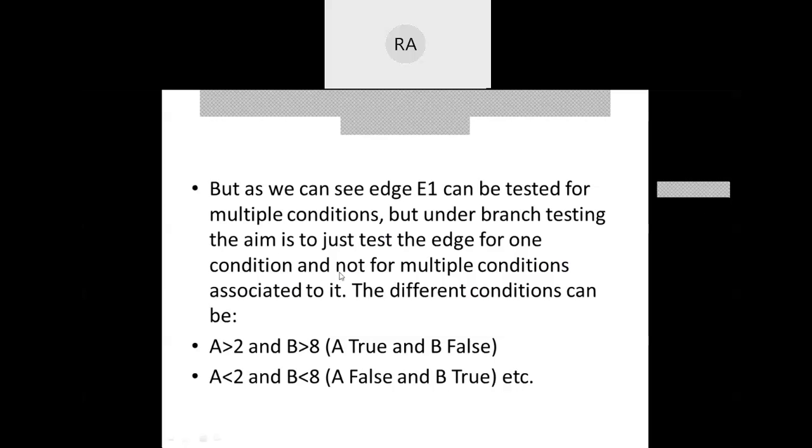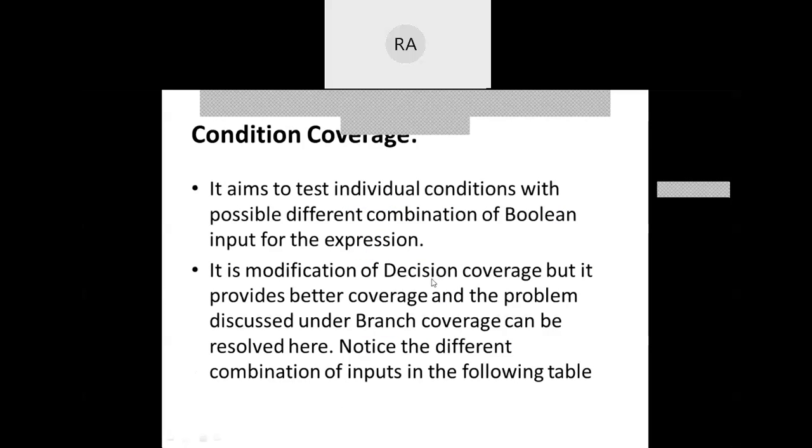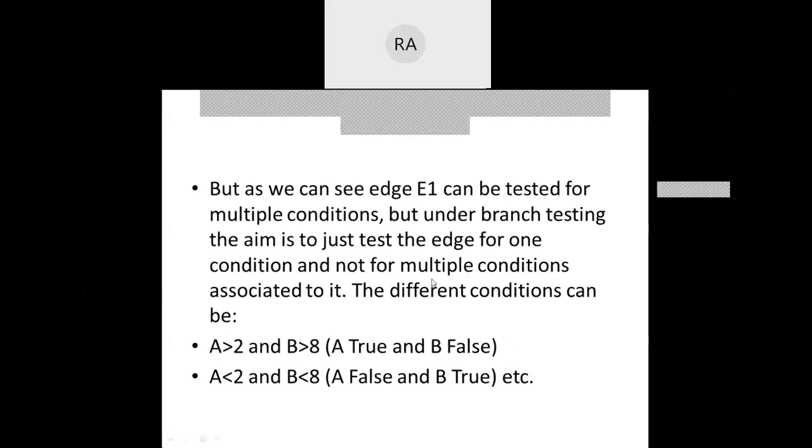Okay, that is A. The different conditions can be A is greater than 2 and B is greater than 8, A less than 2 and B less than 8. But here I am just considering only one condition in order to test the branch. That is about the branch coverage. Any doubts up to this point for anybody?